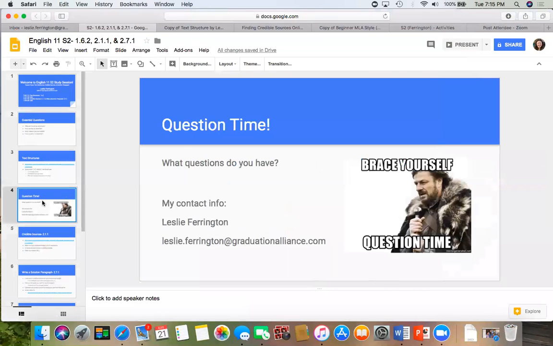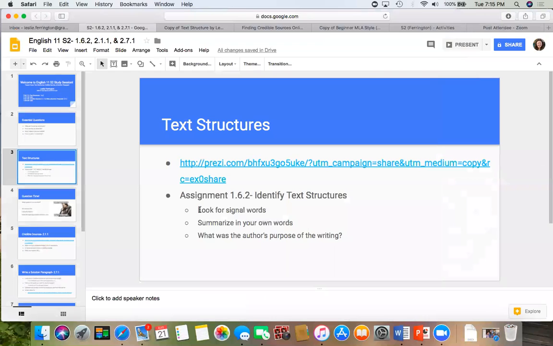So that's not everything for text structure. So when you're looking at assignment 1.62, you want to look for signal words, which you just looked at in that little thing. And I think that there might be signal words in the assignment itself also. You want to summarize it in your own words, and you can do that in your head to try and think of like, what is the purpose of this writing? What is the author trying to do? And then in the actual assignment 1.62, you have to go through and they give you little blurbs to read, and you decide what type of text structure those are.